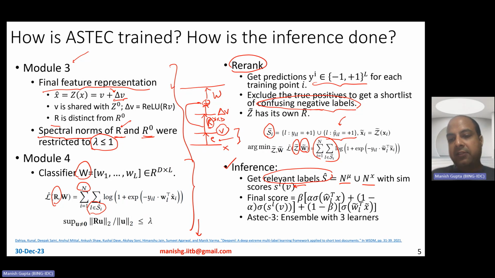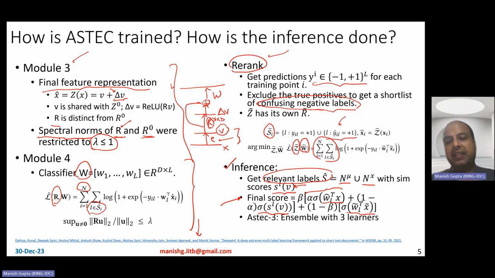Now, when you get this set of relevant labels, you also get the similarity scores, small s. You keep those similarity scores. Our final score is going to be computed as a weighted combination of 3 things: the similarity scores coming from the approximate nearest neighbor search index, the similarity as computed using module 3's representations, and then finally the similarity as computed using the re-ranker.